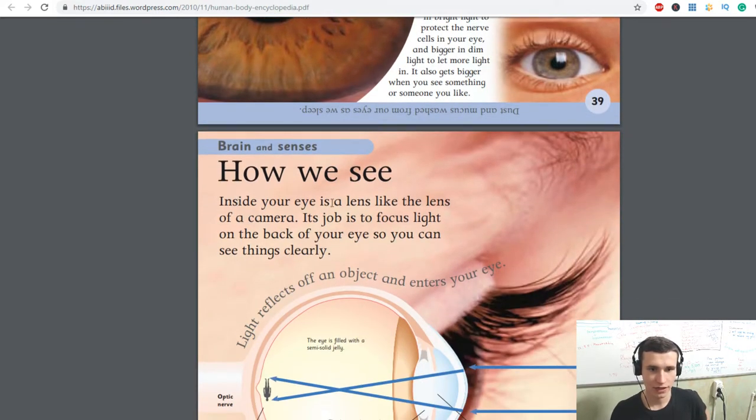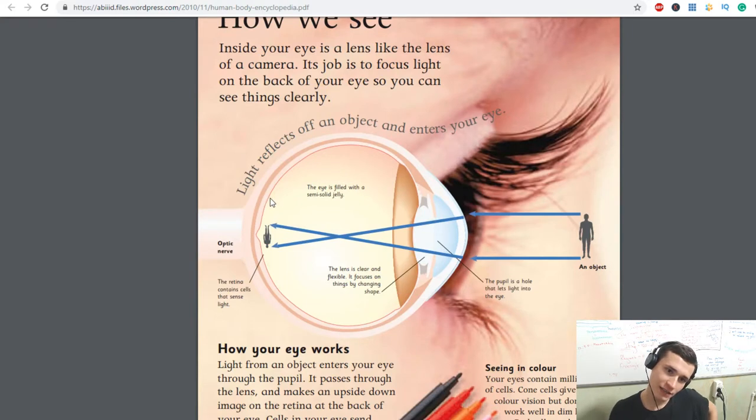How we see. Inside your eye is a lens like the lens of a camera. Its job is to focus light on the back of your eye so we can see things clearly. Light reflects off an object and enters your eye. The pupil is a hole that lets light into the eye. The lens is clear and flexible. It focuses on things by changing shape.